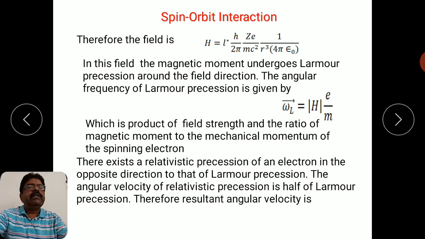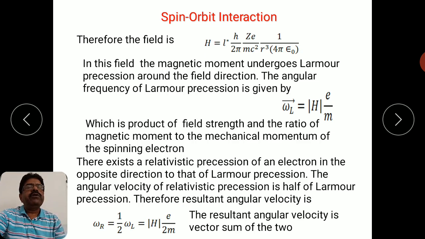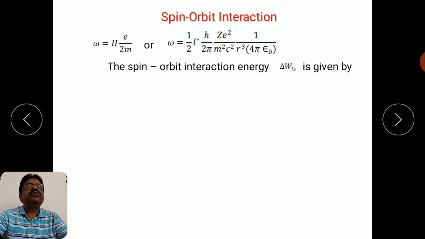Therefore, the resultant angular velocity is given by, so you can see here the relativistic precession omega r, the angular frequency of relativistic precession omega r, is equal to half of the angular frequency of Larmor precession. And it is in the opposite direction, so there will be a subtraction in terms of vector. So the actual angular frequency will be h into E upon 2m. The resultant angular velocity is the vector sum of the two. So you can see here, final omega is h into E upon 2m.